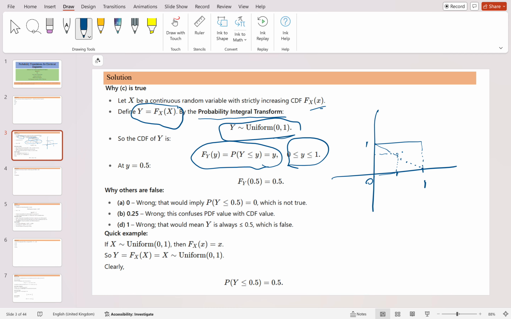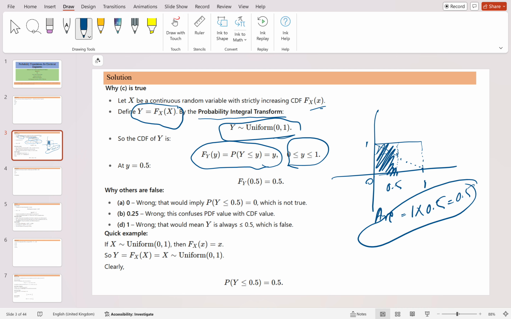Okay, suppose at 0.5 we want the CDF. When you find it out, it is simply the area, which is equal to 1 multiplied by 0.5, simply 0.5. This is actually the answer. 0 is not the answer, because that would be simply the PDF-type confusion, which is not true. And 1 is also not correct, because it is asking for the probability of being less than 0.5.